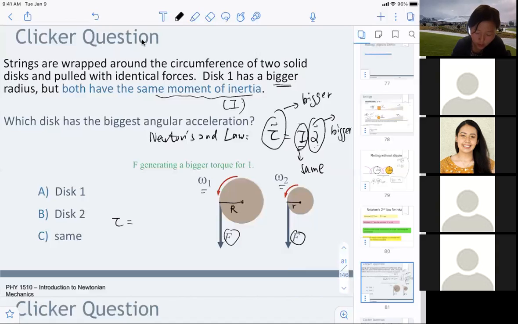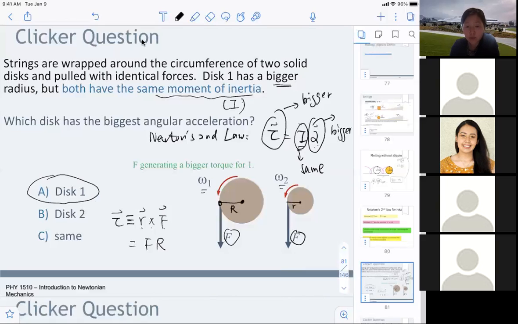Very good. Thank you, Berenice and Jacob. Let's not forget the definition for torque. By definition, it is r cross F, where r goes from the center of rotation to where the force is applied. So in this case it is F times the radius. This one has a bigger radius, so it will generate a bigger torque, and consequently a bigger alpha. Okay, so the answer is A.